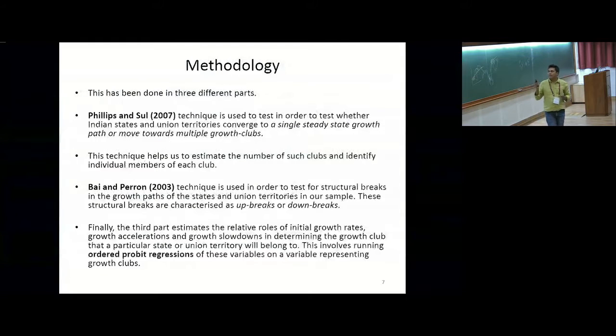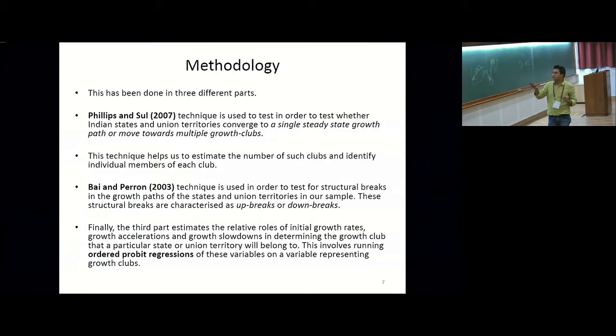So we have applied three different methods. Initially, to identify the multiple growth clubs, or to test whether there is a single convergence or whether growth paths are converging in multiple places, we applied the Phillips-Sul method. To identify the growth breaks, the second kind of unevenness, we applied the Bai-Perron structural break test. This Bai-Perron test is a two-step method. In the first step, we identify the maximum number of possible breaks, and in the second step, we test whether those breaks are significant or not, right?